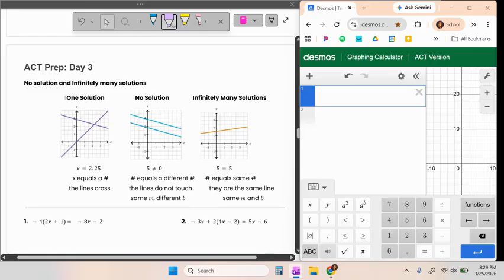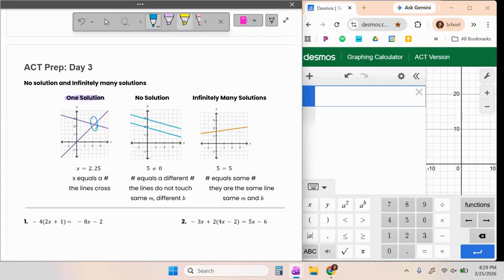When we have one solution, we will see that our graph has one exact point on the line. That is where they meet. So we have where x is equal to a number, okay? Just like we see up here.